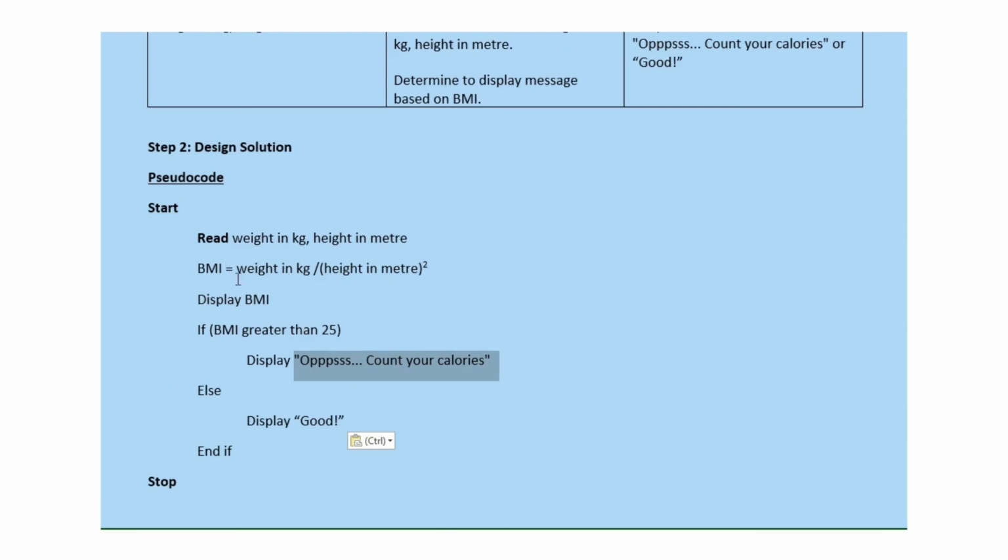But if you calculate the BMI and get, let's say, the value 21, then 21 greater than 25 is false, so it will not do this statement. It will go to else and display the message good, and end if and stop.